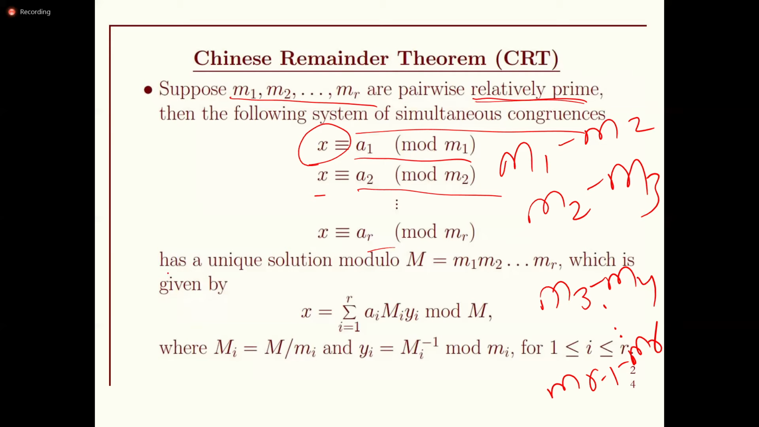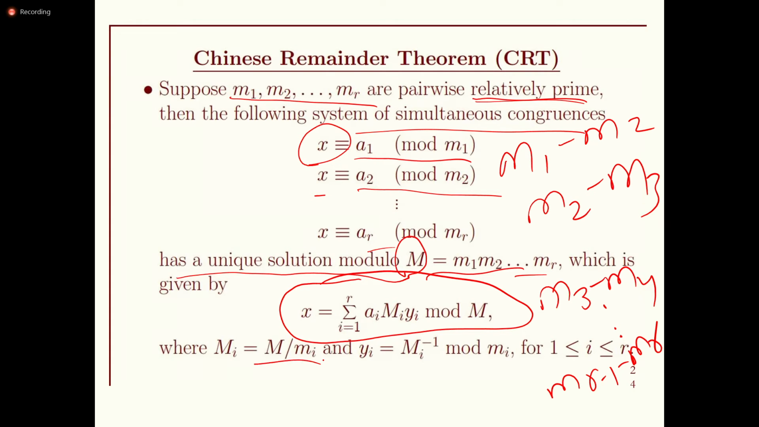So we'll have a unique solution. The modulus M, this capital M, is equal to M1 times M2 times and so on up to M_R. So X will have a unique value. What is the X value? X is the summation of A_i, M_i, Y_i, mod M, where this M_i is nothing but capital M divided by m_i.